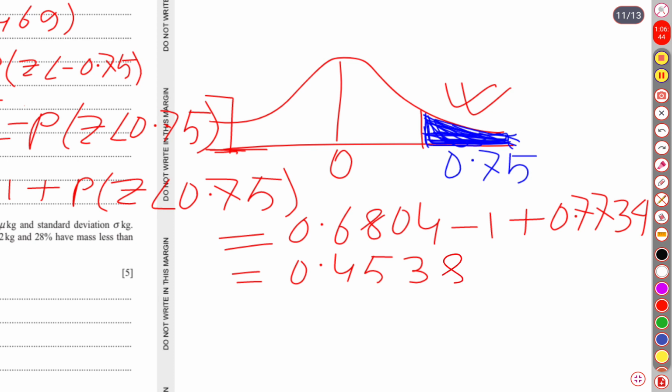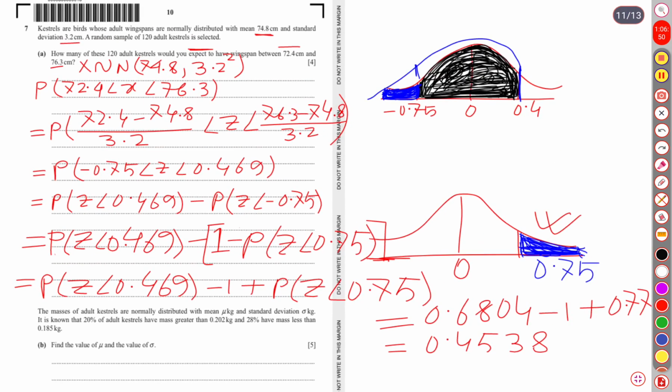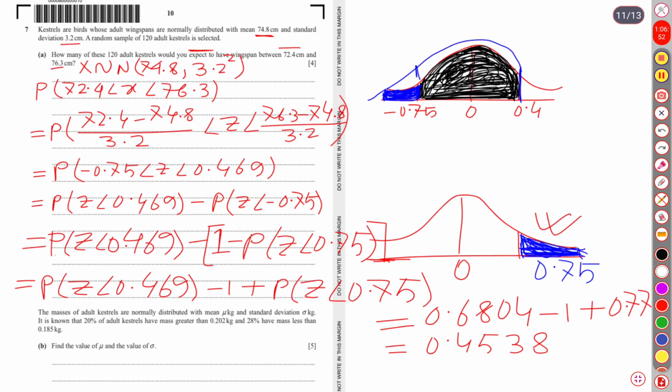Remember, they didn't tell us to find the probability. The question has told us to find what? It is written here to find the expected value. So expected value is probability times total number of experiments. How many birds have been taken as sample? 120. So we will write our expected value is 120 times probability.